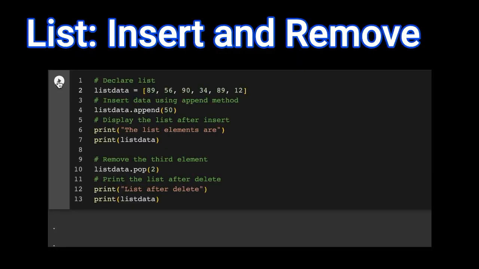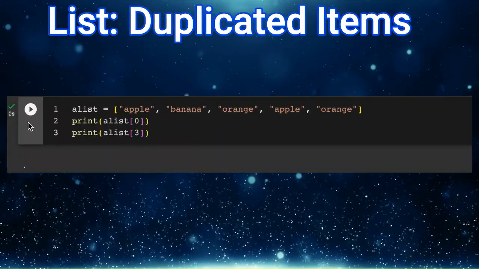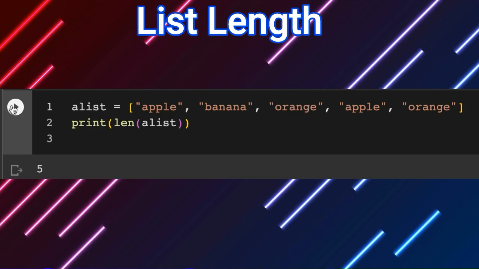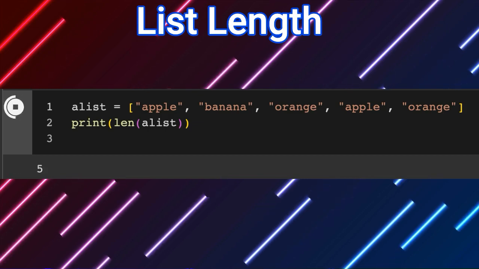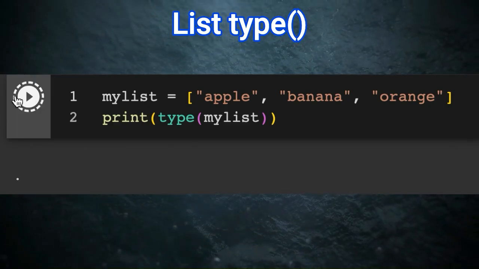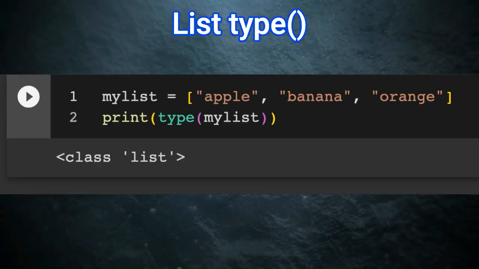The list is changeable, meaning that we can change, add, and remove items in a list after it has been created. Since lists are indexed, lists can have items with the same value. The length function can be used to determine how many items a list has, as illustrated here. From Python's perspective, lists are objects with the data type of class list.